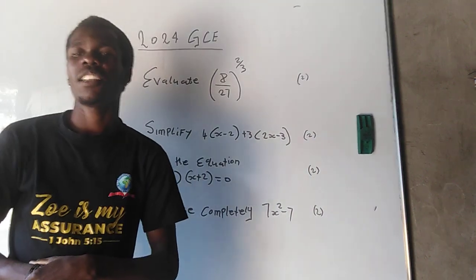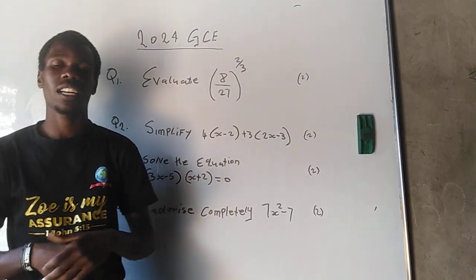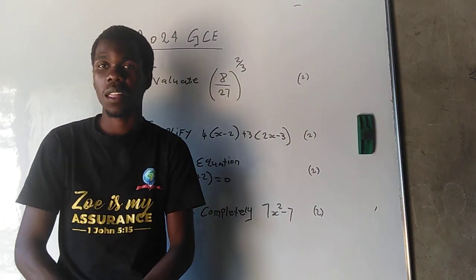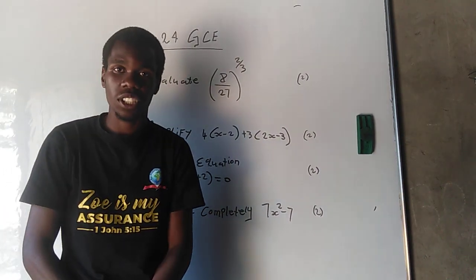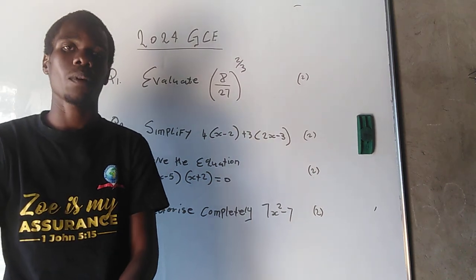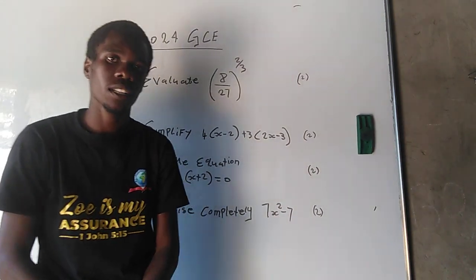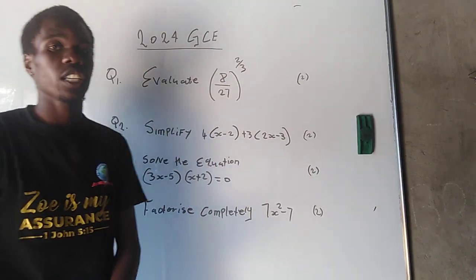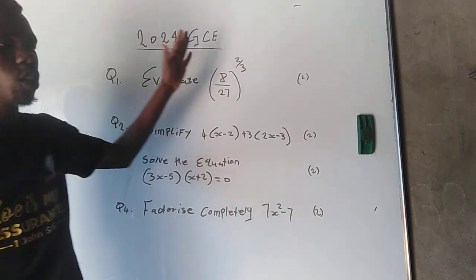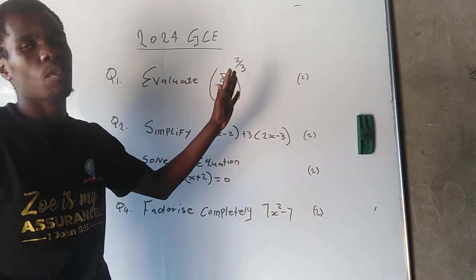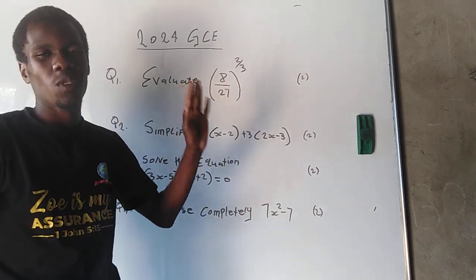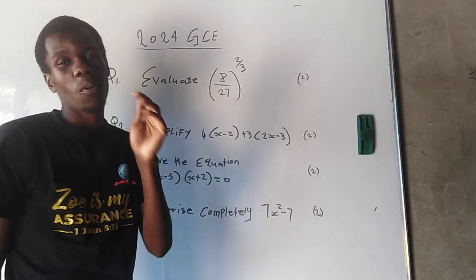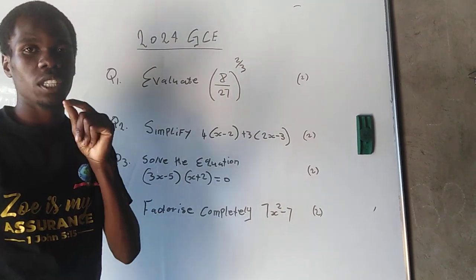So now, under today's presentation, we'll try and talk about some of the questions that came in the 2024 GCE Mathematics Paper 1. These questions are coming from Paper 1. In Paper 1, you are not allowed to use a calculator.